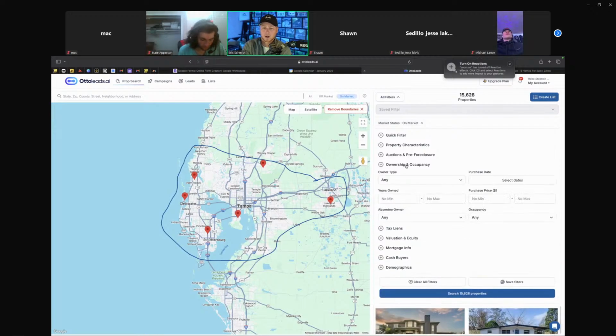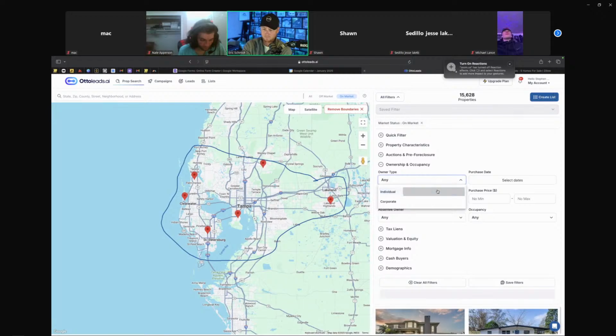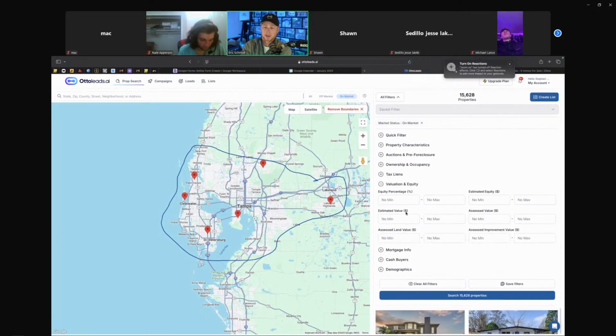deal. So I'd probably do individually owned, or maybe not to start with. We'll leave that off to start. And all I'm really going to do is go to valuation and equity, and I want to find people with negative equity. Auto leads is a little funny. All of these platforms kind of get a little funny finding negative equity homes. So you got to kind of play with these numbers a little bit.